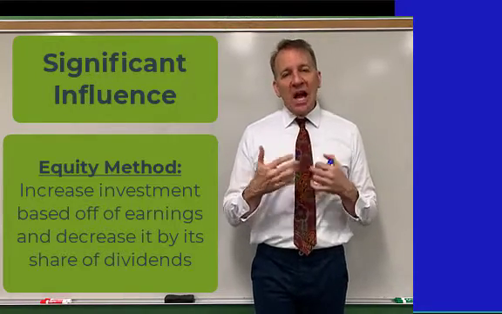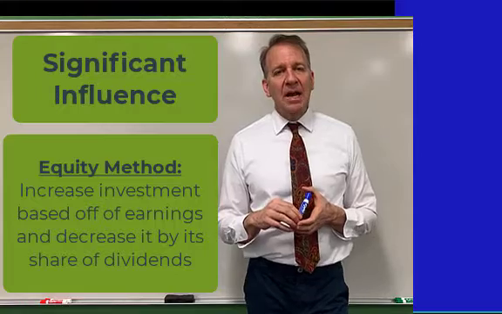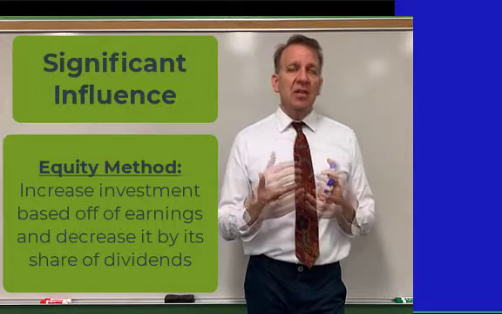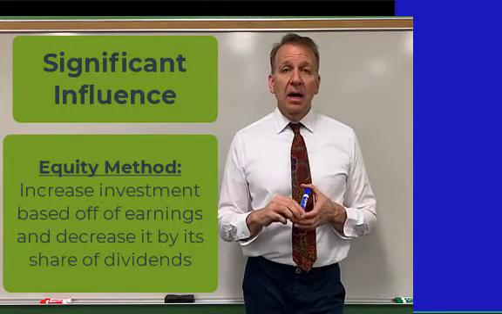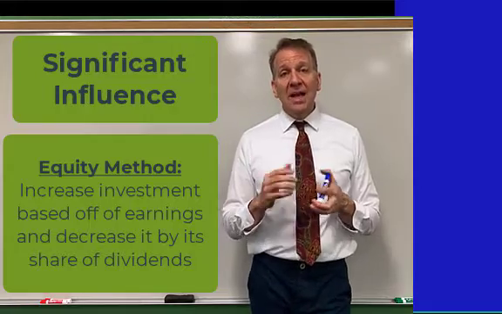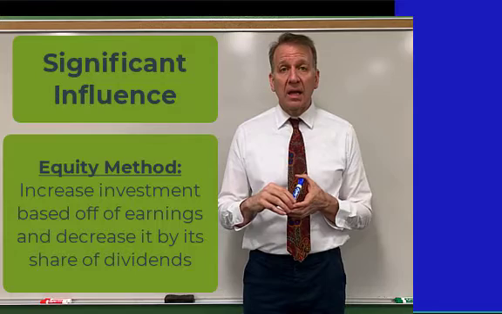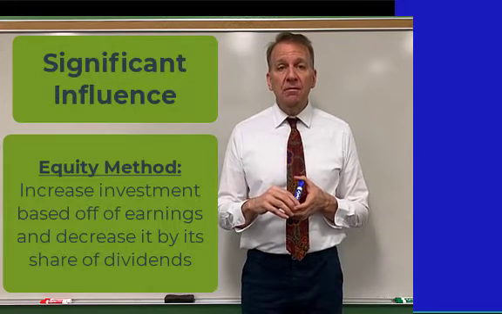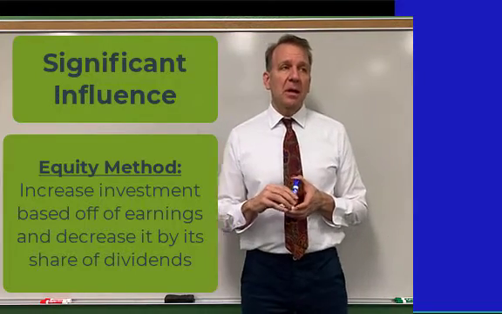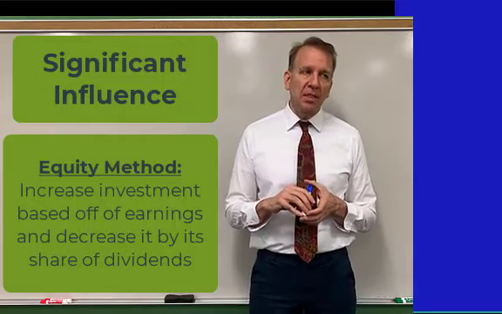So this is really an upper division type topic, all right? I just wanted to introduce that significant influence method is important. You do need to understand just in general what that is. It's between 20 and 50% of the voting stock. But it really is an upper division type concept because you have to go over the equity method.